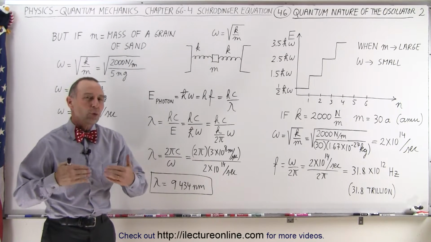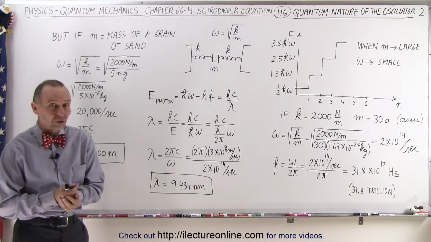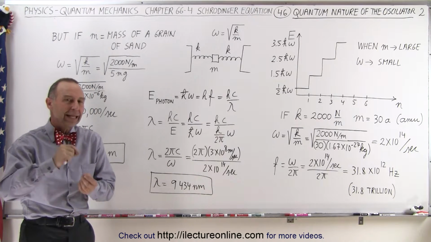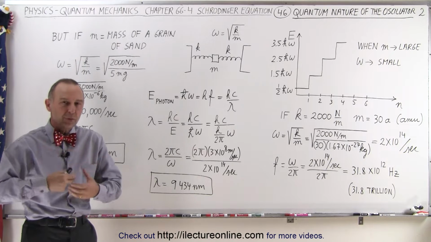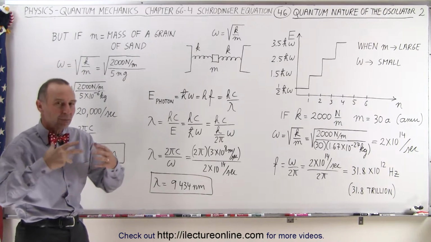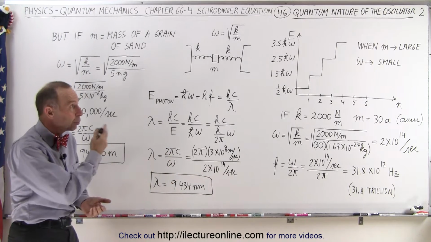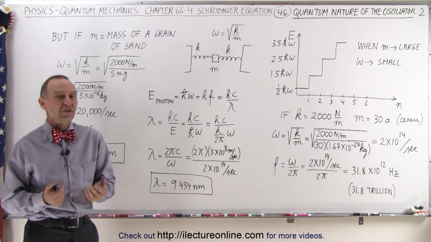Now let's take a look at the quantum mechanical nature of oscillators. Just like with small particles, if they're small enough and move slowly enough, they actually have wave-like properties. And as particles become larger, they no longer behave like waves. Well, quantum oscillators are exactly the same.